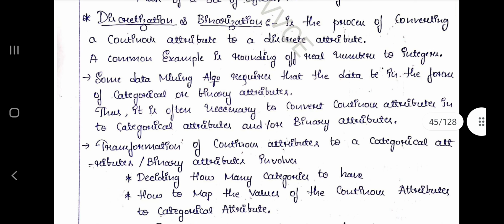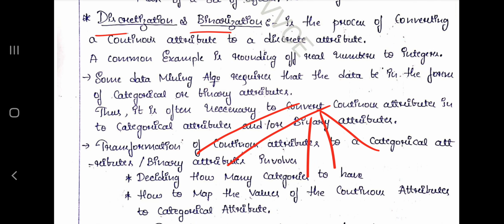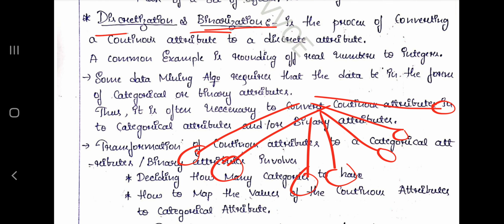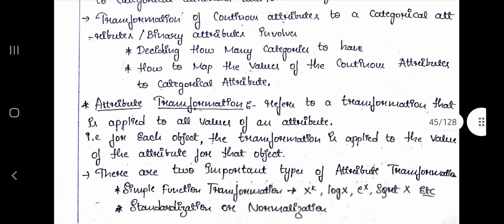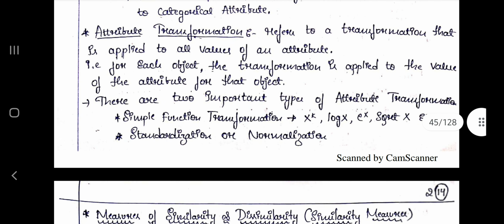Discretization and binarization. Discretization means dividing the continuous attributes into different pieces, and then doing the operations on them. Binarization means you are converting the whole data warehouse to ones and zeros, and based on that you will be performing the algorithms. That is discretization and binarization.